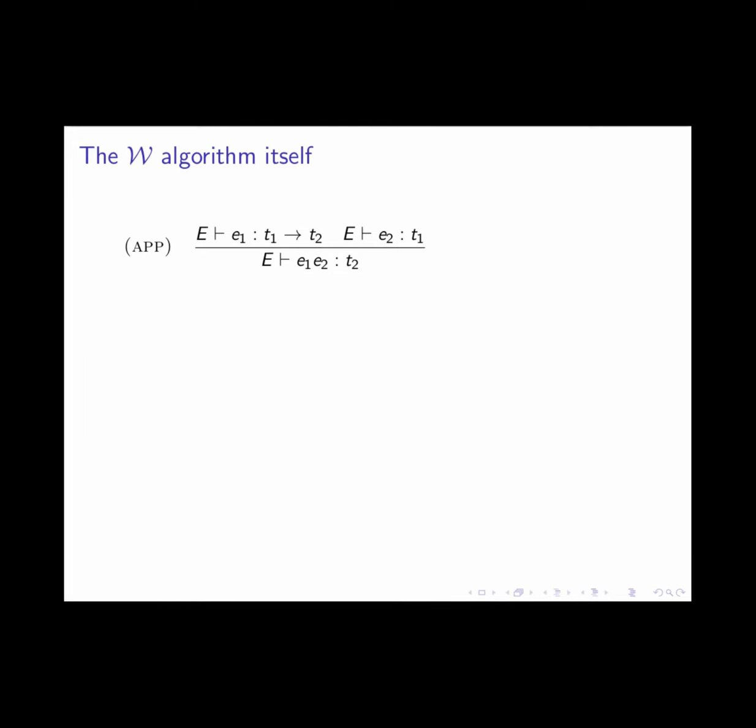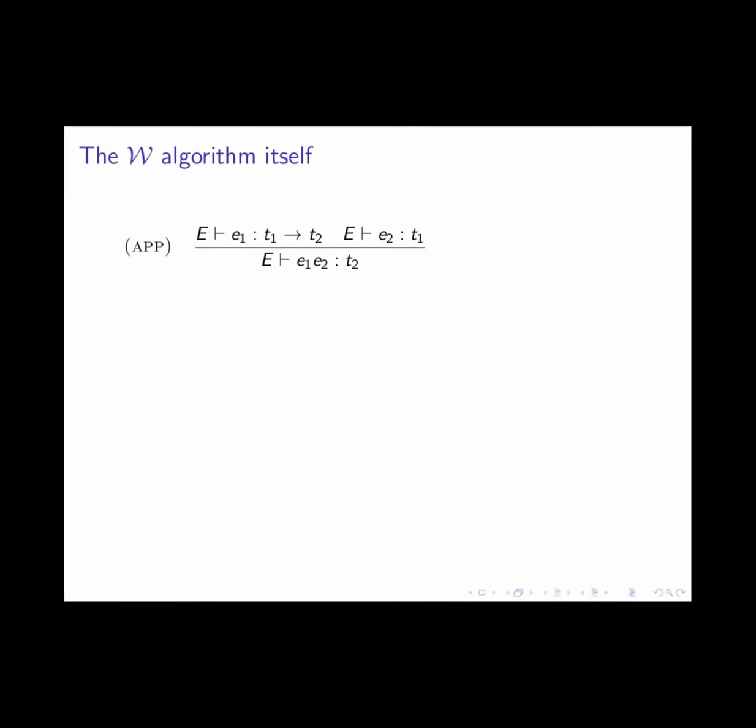Now, application is where unification comes into play. The type rule for typing an application says that E1 applied to E2 has type T2 if E1 has function type T1 to T2 and E2 has the appropriate type, namely T1.